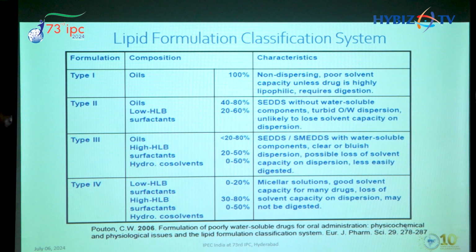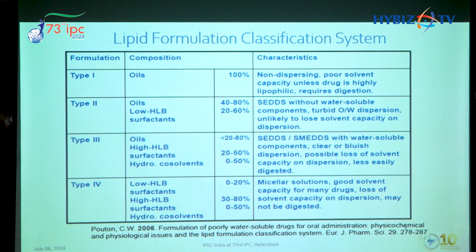Then you have type 2 systems. So in type 2 systems, along with the oil, you also include a low HLB surfactant. And these systems, when they hydrate in the GI fluid, they emulsify. So these systems are self-emulsifying drug delivery systems, or SEDDS. And here the oil percentage is slightly lower than that of the type 1 systems. Since you're adding a known amount of surfactant to these systems, you can actually evaluate the performance of these systems and they don't rely on the natural body mechanisms.